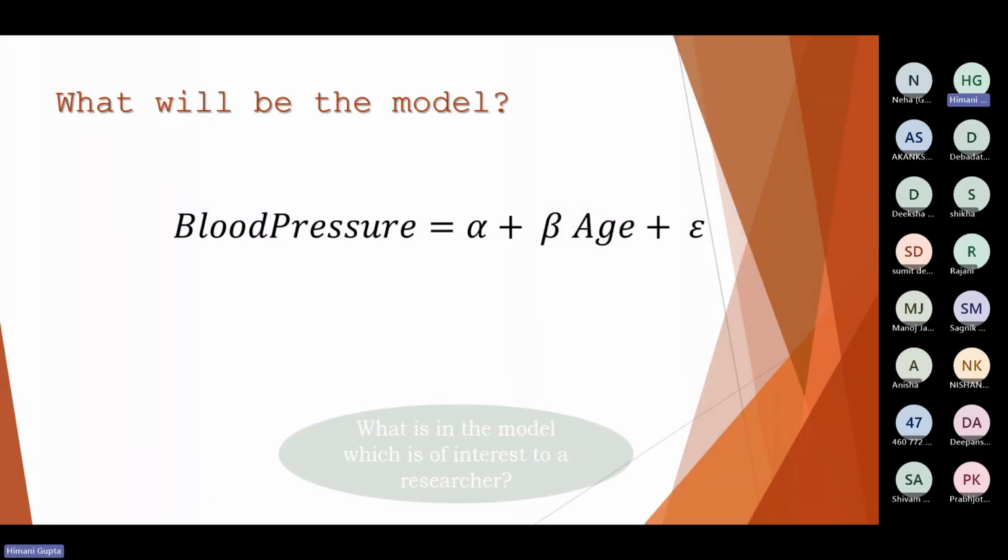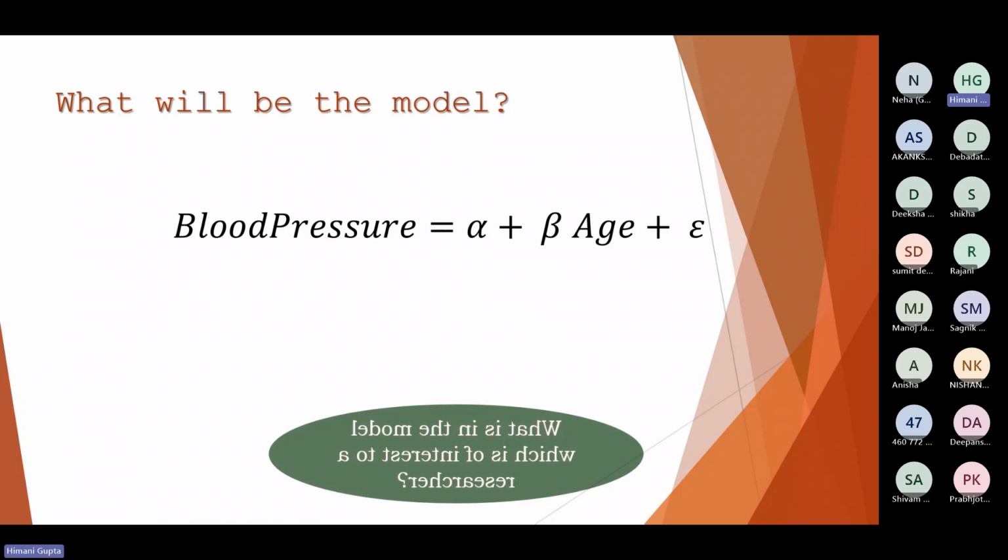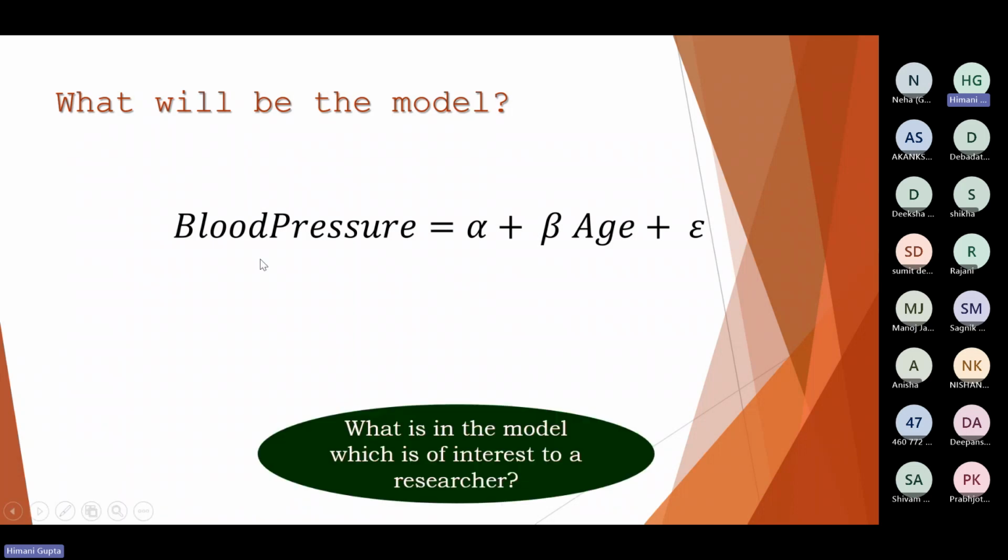So if I'm going to create a model, I'll create the model like this: blood pressure equals a constant term plus beta times age plus an error term. Over here, I'm saying that these are only two variables that I'm taking. This is my dependent variable and this is my independent variable. Do you think that blood pressure depends only on age?